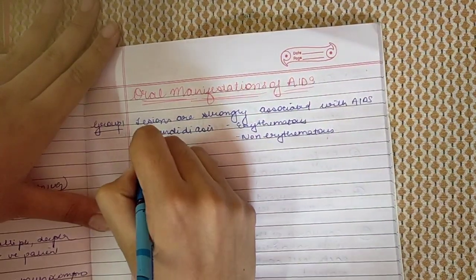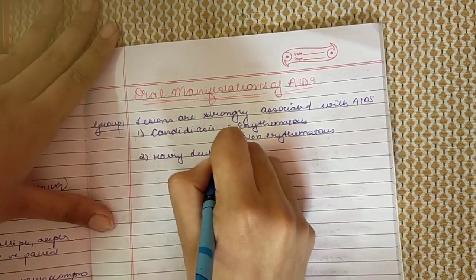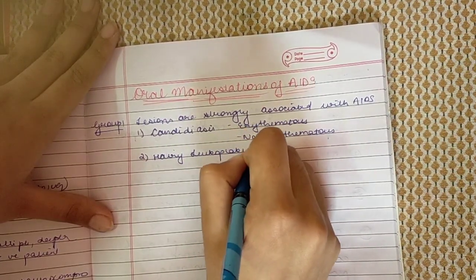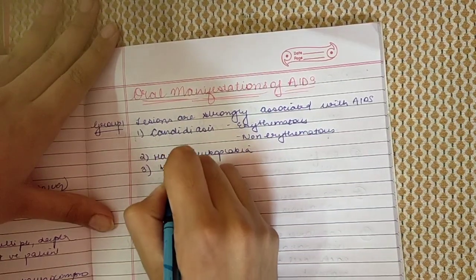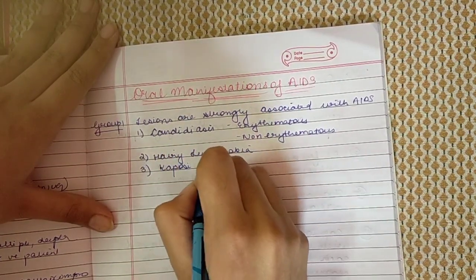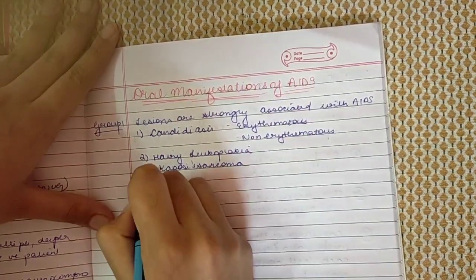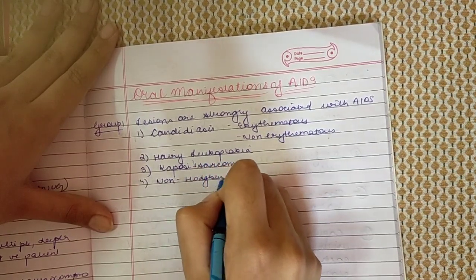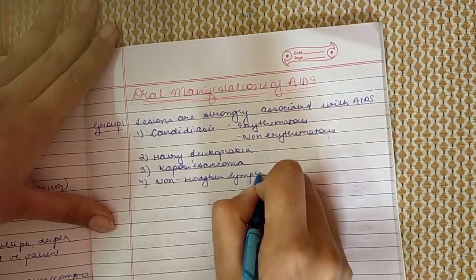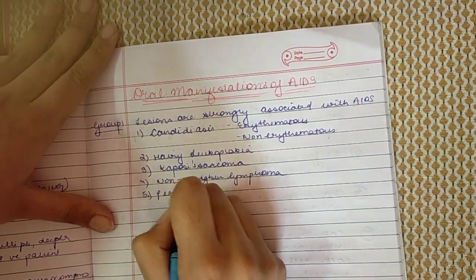Then, as in the other video, hairy leukoplakia. We can see either unilateral or bilateral lesions. Then coming on to another one, which is Kaposi's sarcoma. Then we have non-Hodgkin's lymphoma. Then coming on to the last one, which is periodontal diseases.